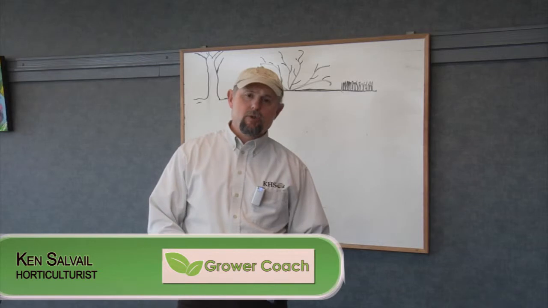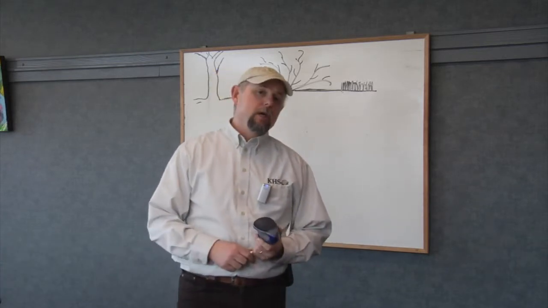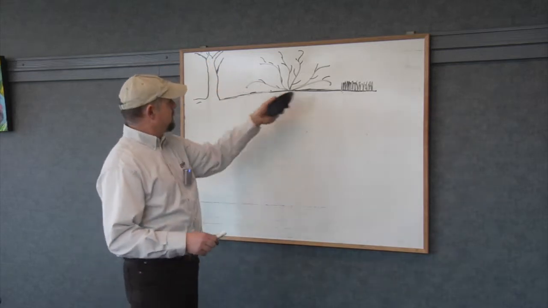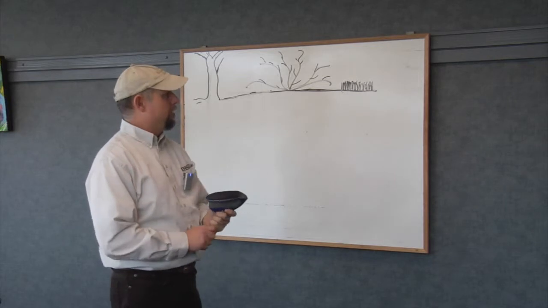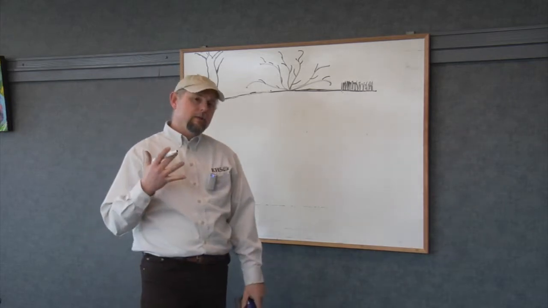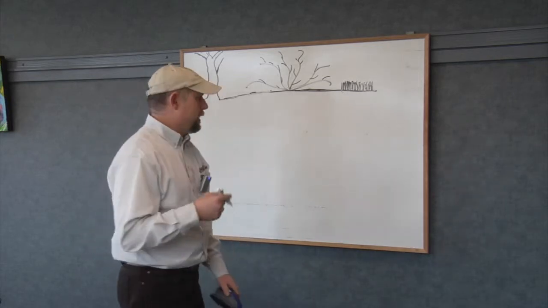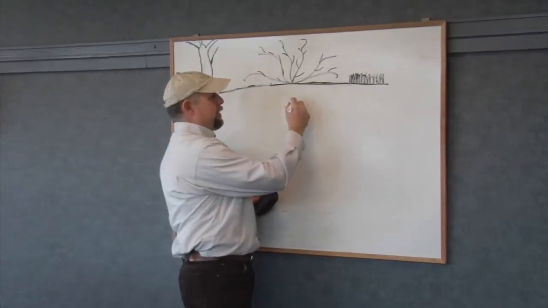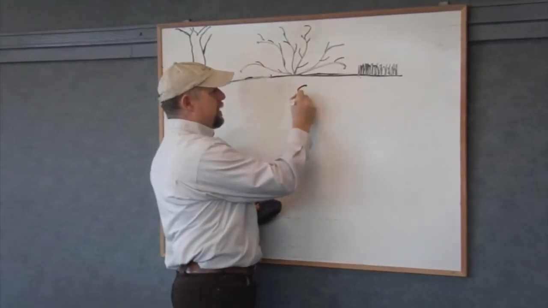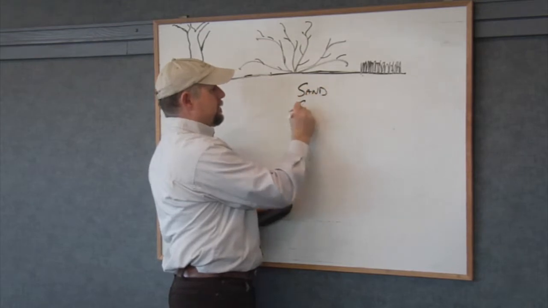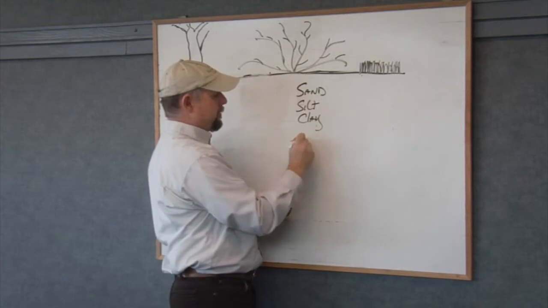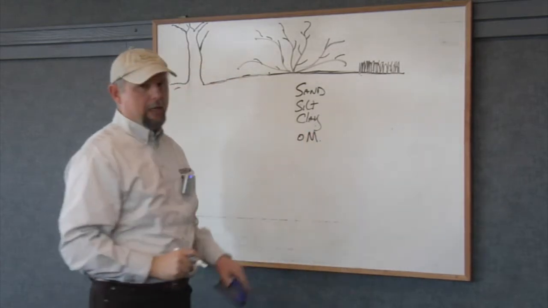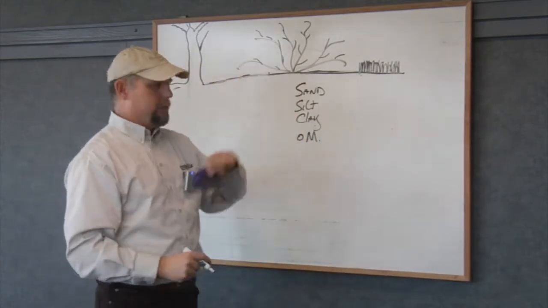Today we're looking at soils, and I wanted to give you a little bit of a breakdown of what soils are all about. When you see we have some plants here growing on this soil surface, and down below is the soil itself. And we have to understand what the soil is made up of. Soil is basically a few things: sand, silt, and clay, and OM, organic matter. That's basically what it's made up of.